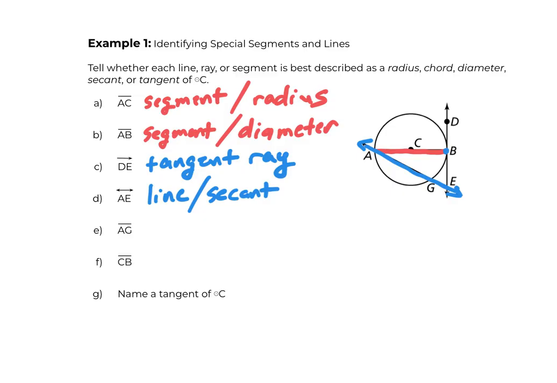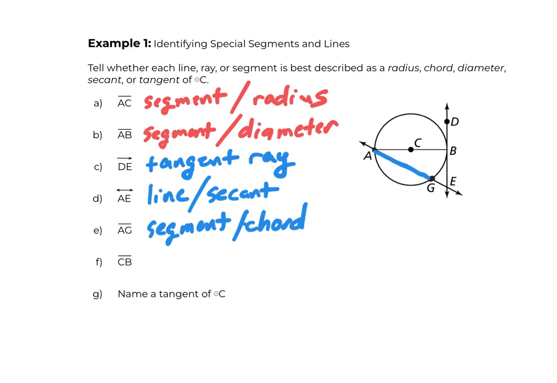Okay, AG. Notice there are no arrows here. So we're starting at A and we're ending at G. We're not continuing on. So this is a segment. And this segment is what we call a chord. It's not a diameter because it doesn't go through the center. Diameters go through the center, like this one here. This one does not go through the center, so it's just a chord.